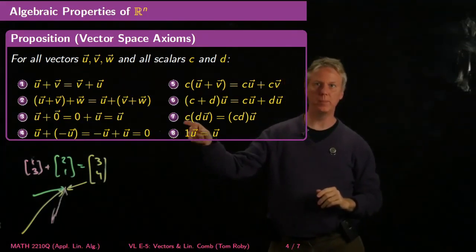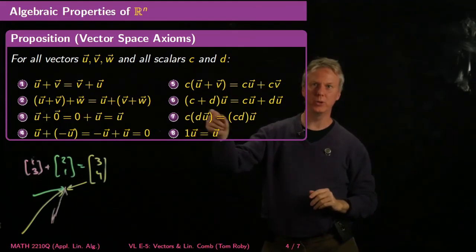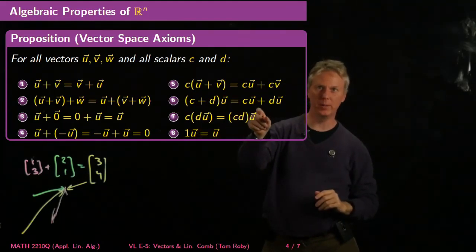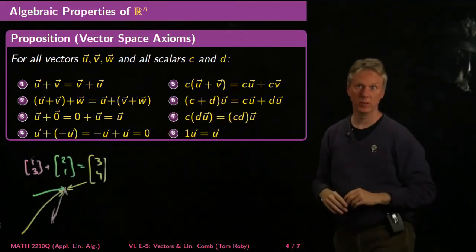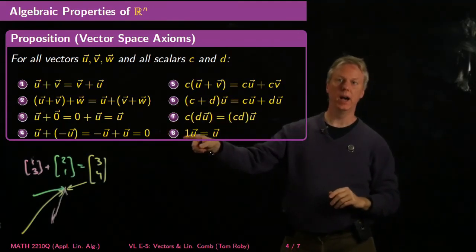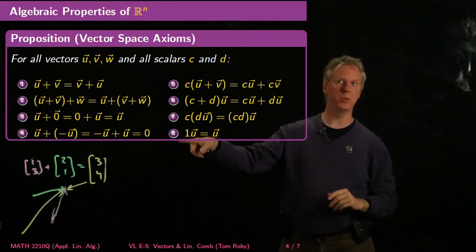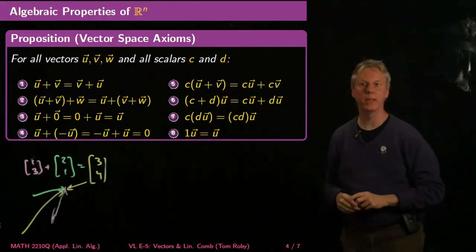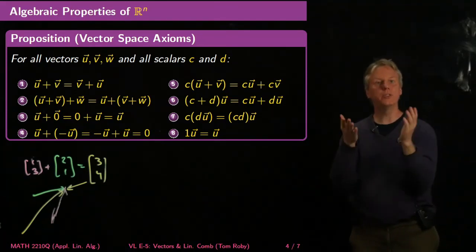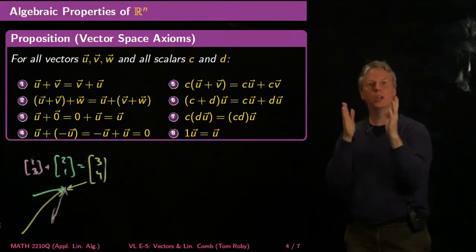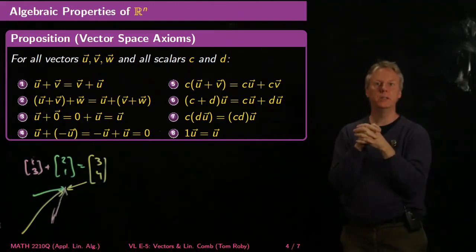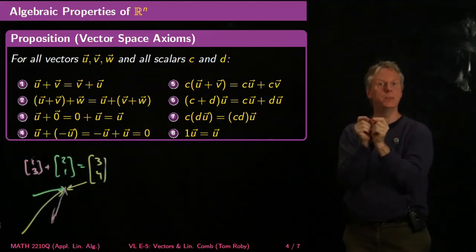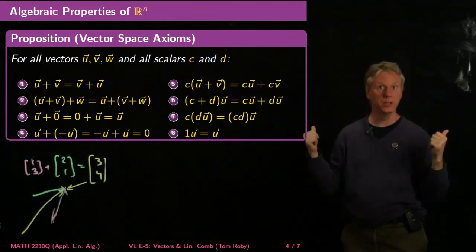Here, if I want to multiply by 2 scalars, I can either multiply the scalars together and then multiply times the vector, or I can multiply them one at a time times the vector. And this says that I've got an identity scalar that I multiply times u, and I always get the same thing back. Okay? Notice that there's no axiom that involves multiplying 2 vectors.